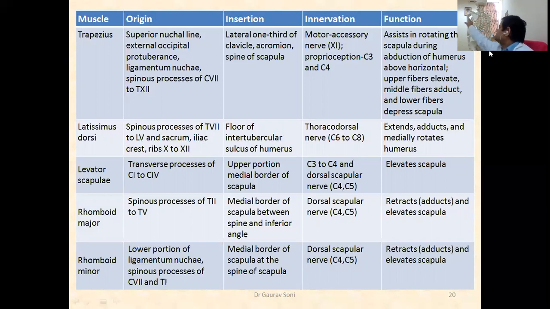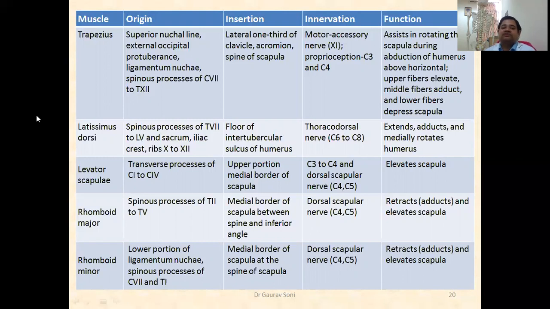It goes from here to here. I will show the diagram also. And the upper part is trapezius. Next is latissimus dorsi. After that, levator scapulae. As the name suggests, it is going to elevate the scapula. So this particular action will be done by the levator scapulae.